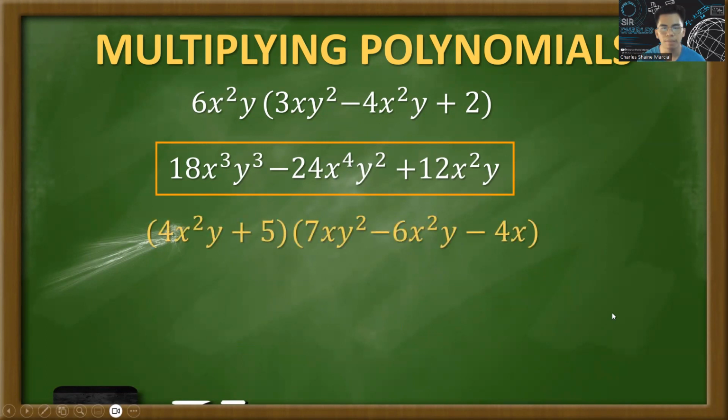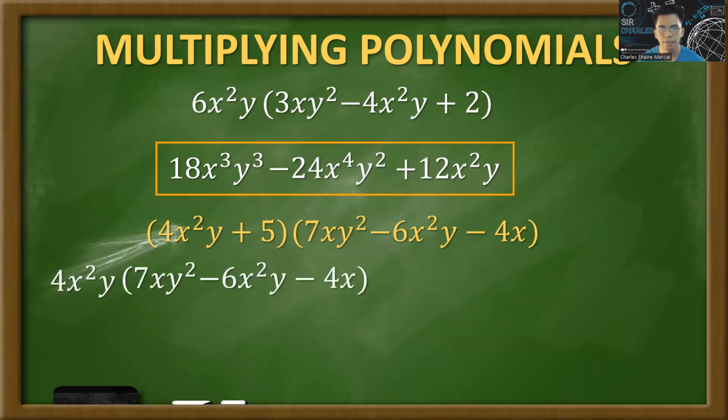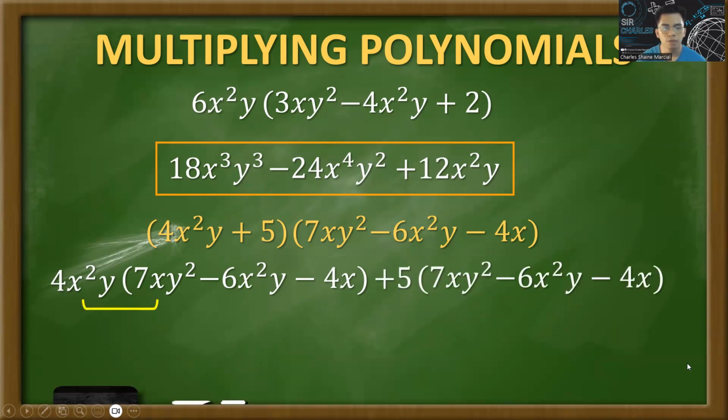Okay, last example. We have here binomial multiplied to a trinomial. Same process lang po ito. I-multiply lang natin si 4x squared y kay 7xy squared minus 6x squared y minus 4x. Ayan. Same with positive 5 dito sa trinomial na ito. Okay po. Multiply muna natin itong dalawa. 4 times 7, that is equal to 28. And add the exponent of the same variable, ang makukuha nating sagot is 28x cubed y cubed. Inadd lang natin si 2 plus 1 kay x and 1 plus 2 kay y.